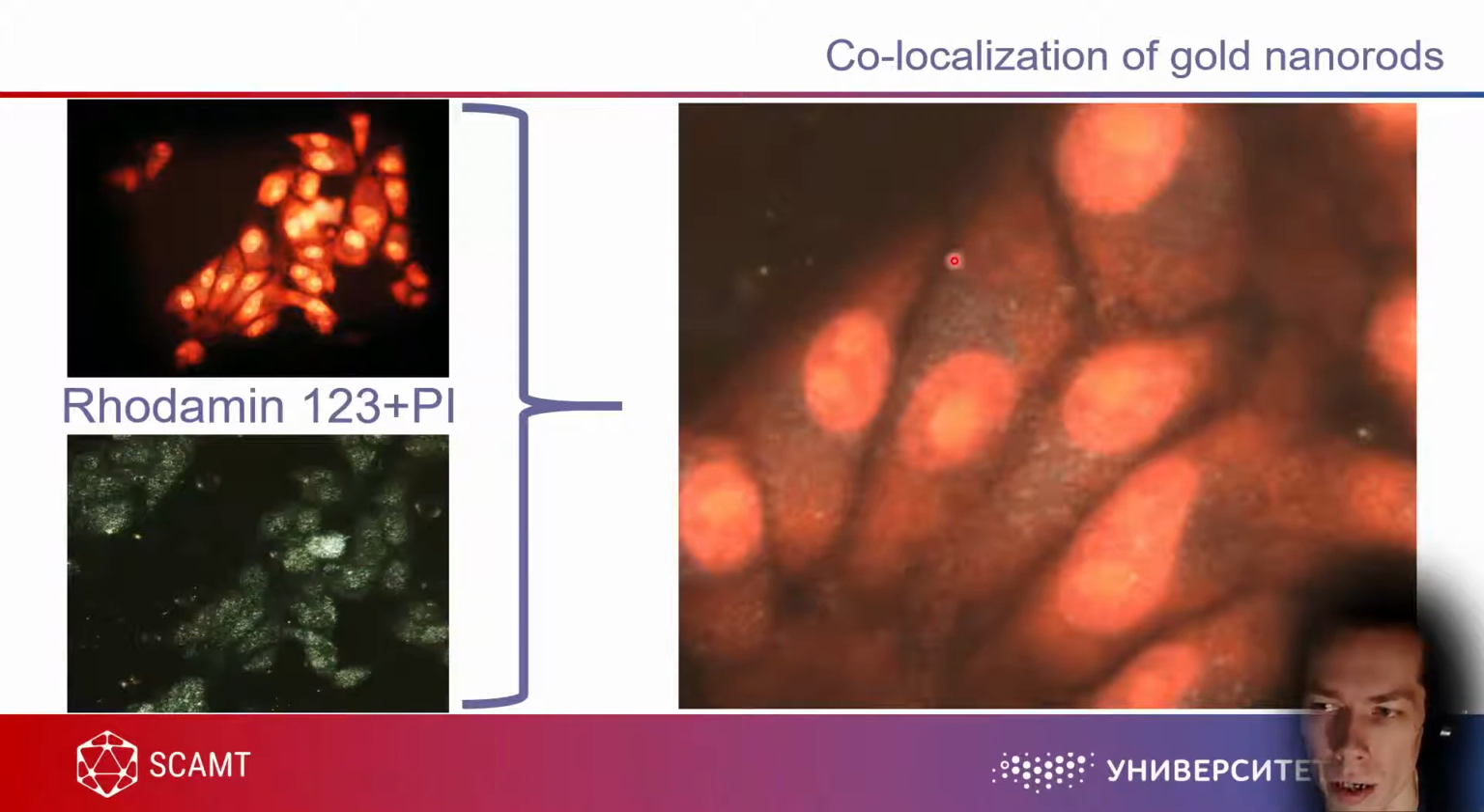As you can see here, it's very pale but still a bluish greenish color, and this is the mitochondria. And as you can see, a lot of nanorods can be observed co-localized with this staining of mitochondria.